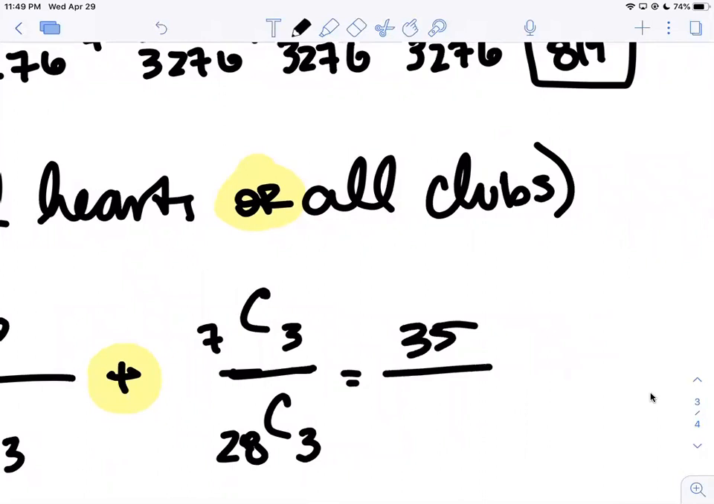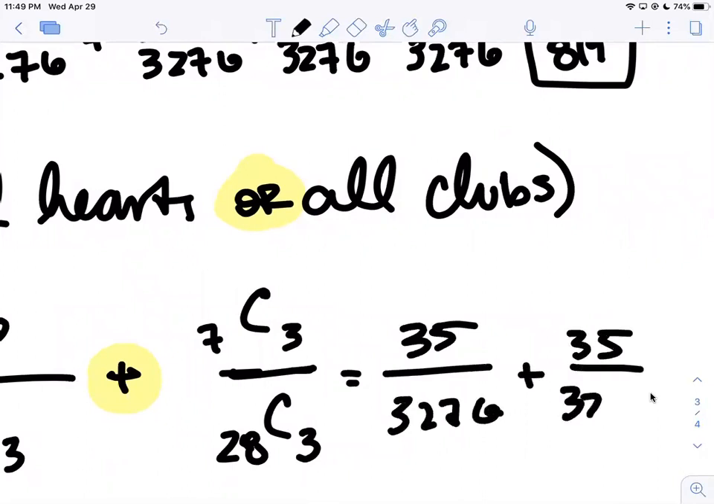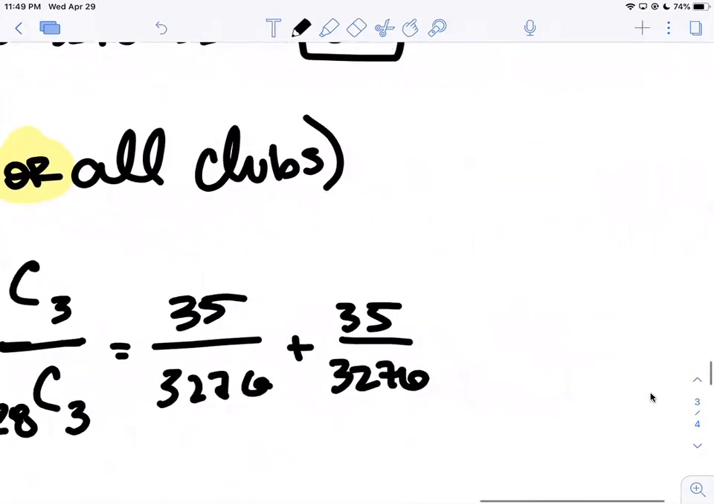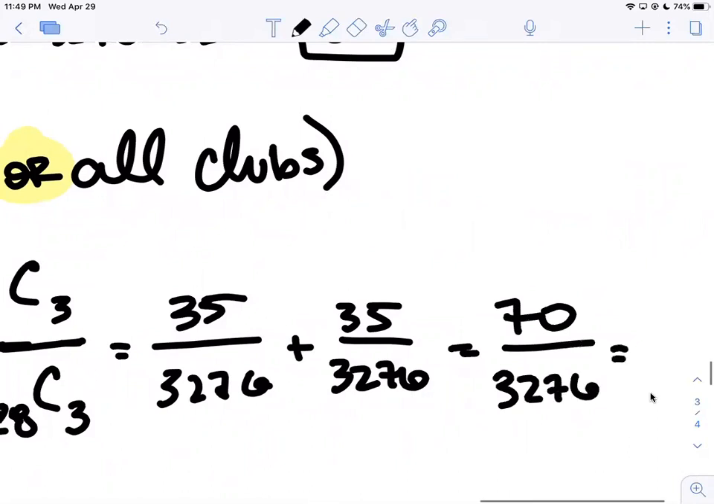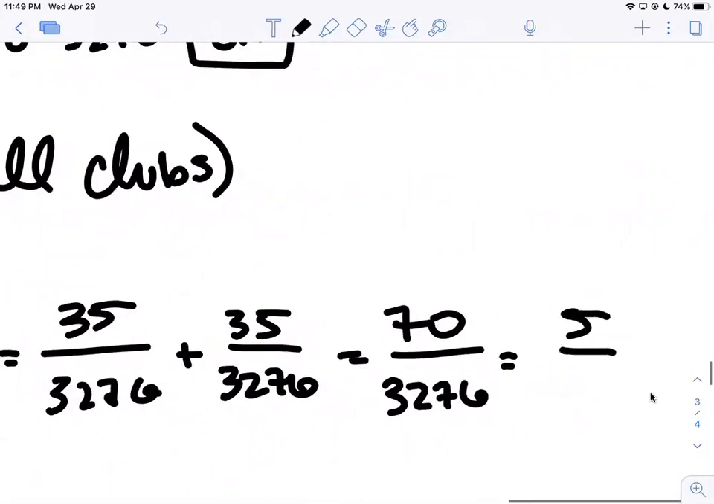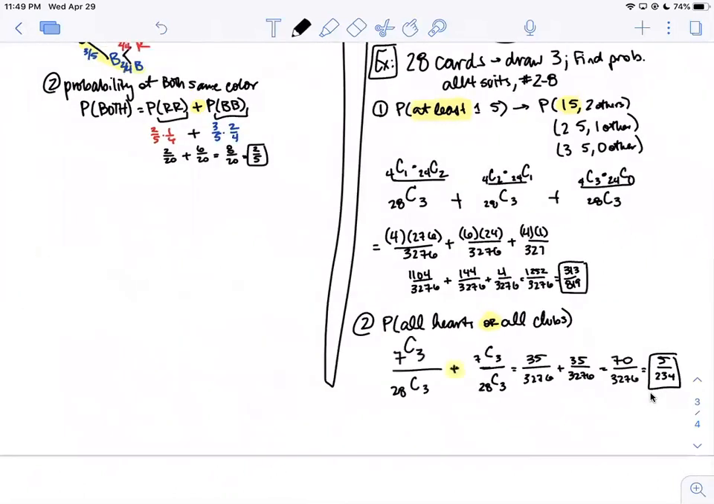Cool. That's going to be 35 over 3276 plus 35 over 3276. Together, those become 70 over 3276. And then that simplifies down to just be 5 over 234. So those are really small probabilities, but a probability nonetheless.